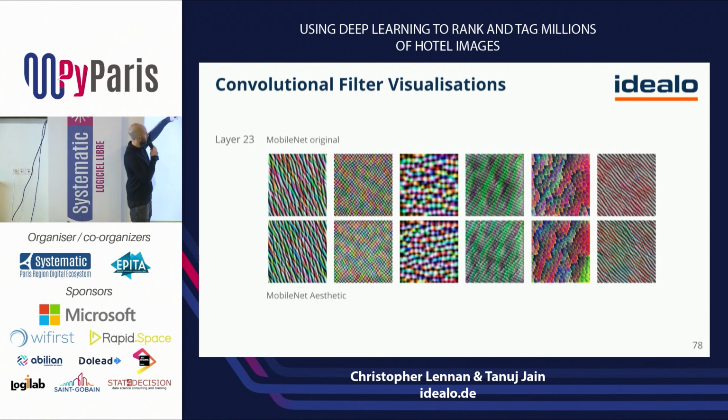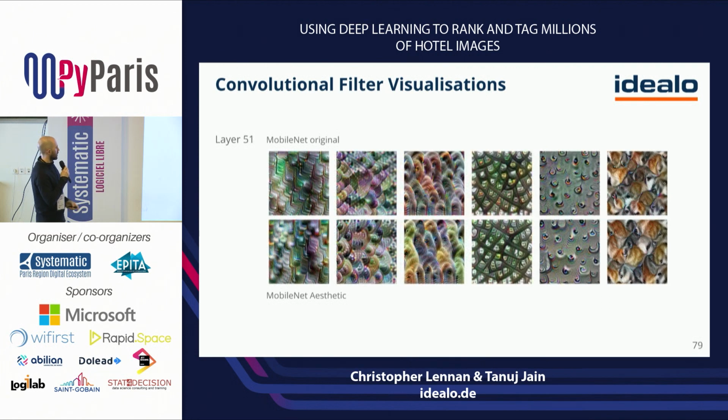And here in the top row, you can see 6 filters out of layer 23 from the original MobileNet. So that's the one trained on ImageNet. And you can see those filters on our MobileNet aesthetic, so that's the one we fine-tuned on our hotel data set. For this early convolutional layer 23, there is hardly any change. Similarly, if we go a bit deeper into the CNN, layer 51, there are also just really minor changes. So actually they're almost untouched, so not a lot is happening.